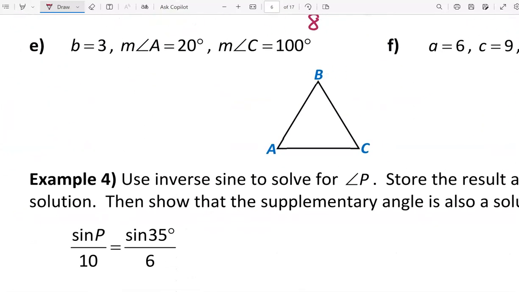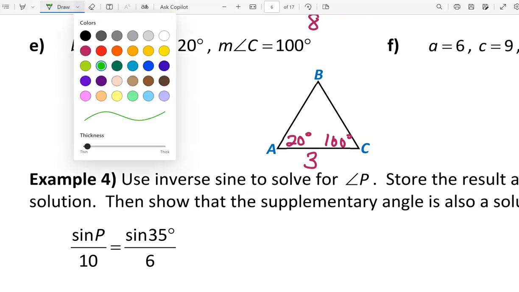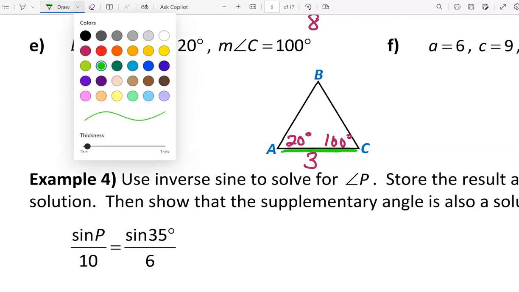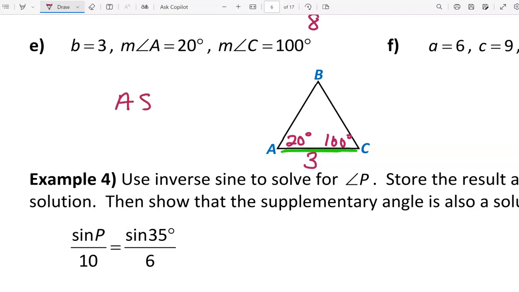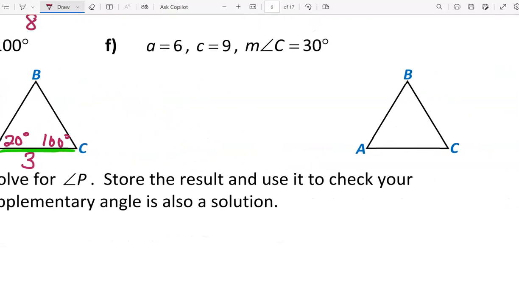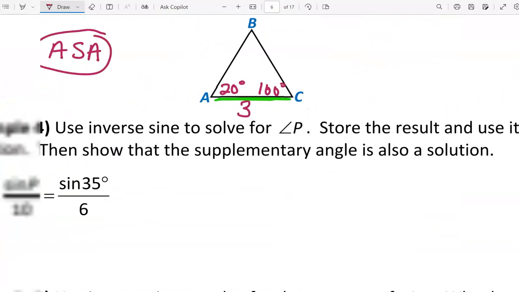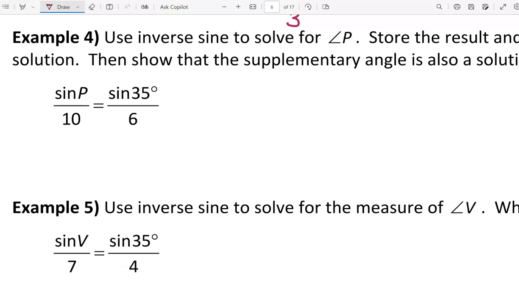In E, we have measure of side B is 3, measure of angle A is 20 degrees, and measure of angle C is 100 degrees. Notice this time that the side that's given is right in between those two angles, and so in that situation this is an angle side angle type of pattern of givens. Part F actually matches the previous example, so its answer is the same. Surprising. Alright, now we're going to involve our calculators just a little bit, but we're going to do the bulk of the work before utilizing the calculator.